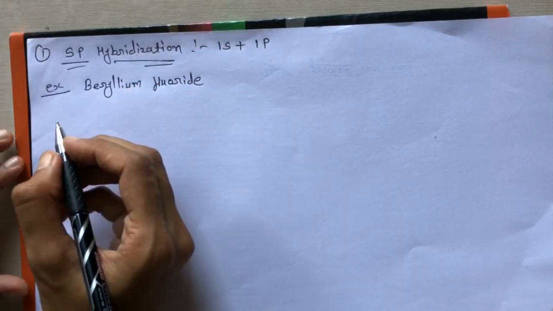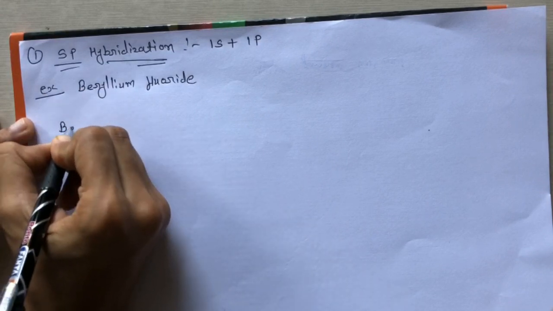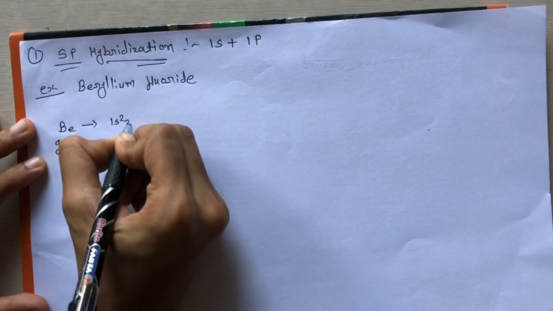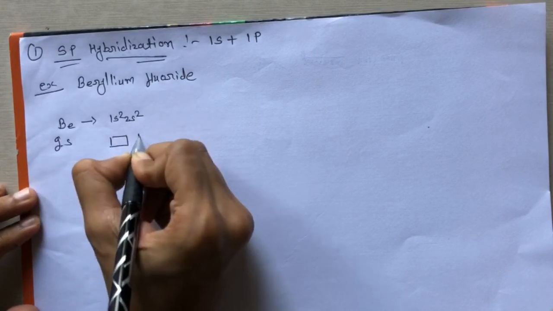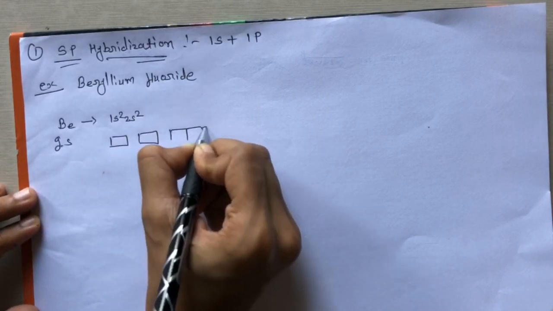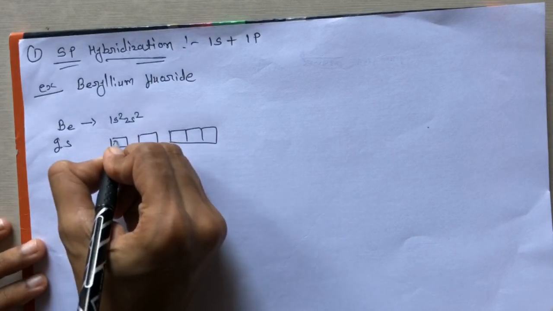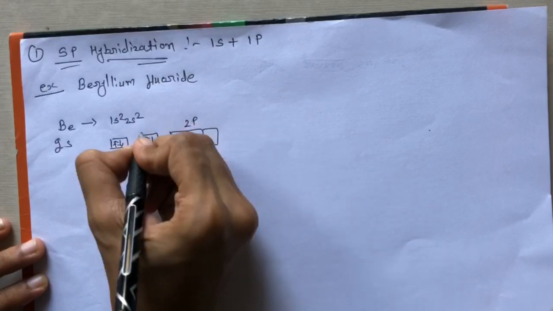So what is the electron configuration in the ground state of beryllium? In the ground state, 1s2 2s2. One of the 2s electrons gets promoted to the next available empty orbital, right? For example, let's look at the ground state. Here 2 electrons, here 2 electrons, and 2p is fully empty, right?